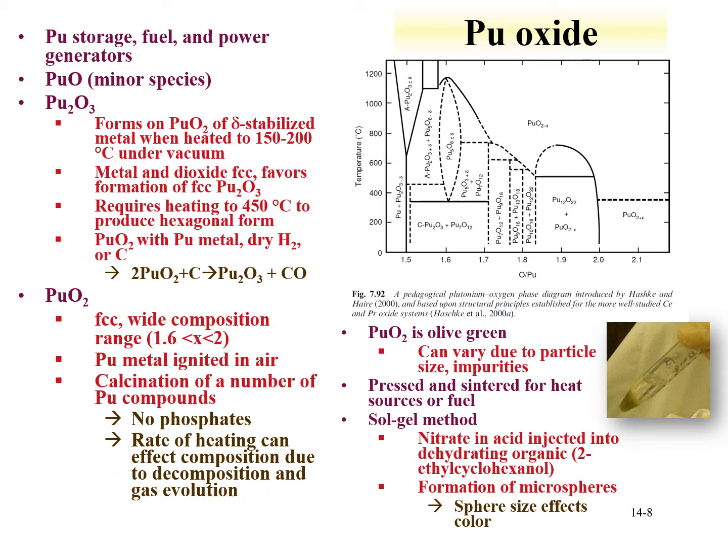Plutonium dioxide is olive green, and this color can vary due to particle size and impurities. And here's an example of a plutonium precipitate that already has this olive green color.